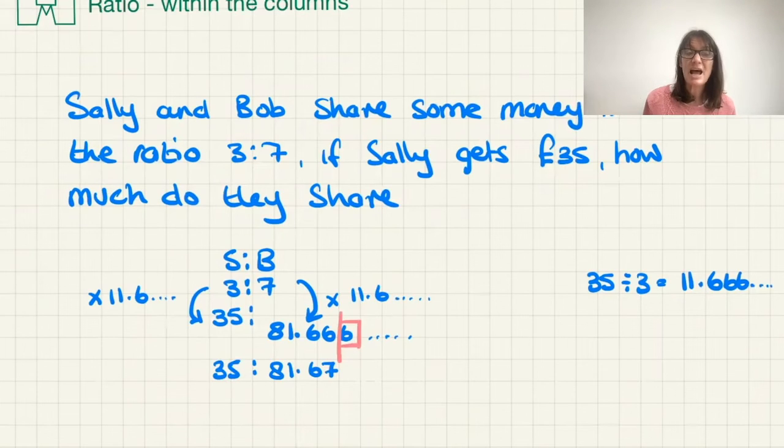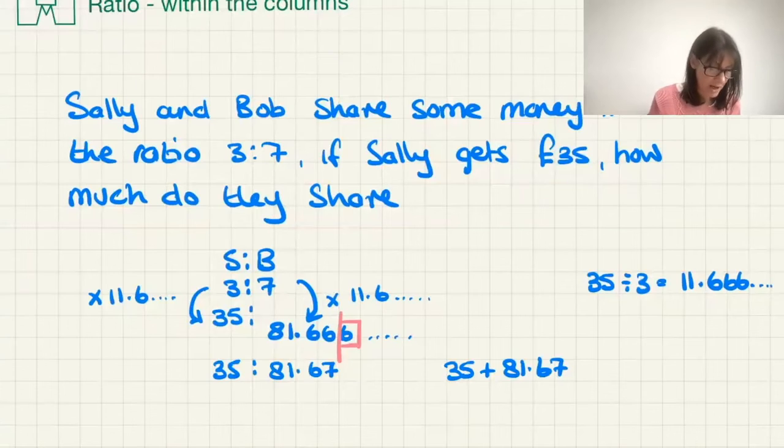The question was, how much do they share? So now I need to add these two. And remember, you must show all your working out when you are doing your maths. Everything could be worth a mark. You never know what you're dropping if you don't write things out. So I'm just going to add that 35. And they shared a total of £116.67.